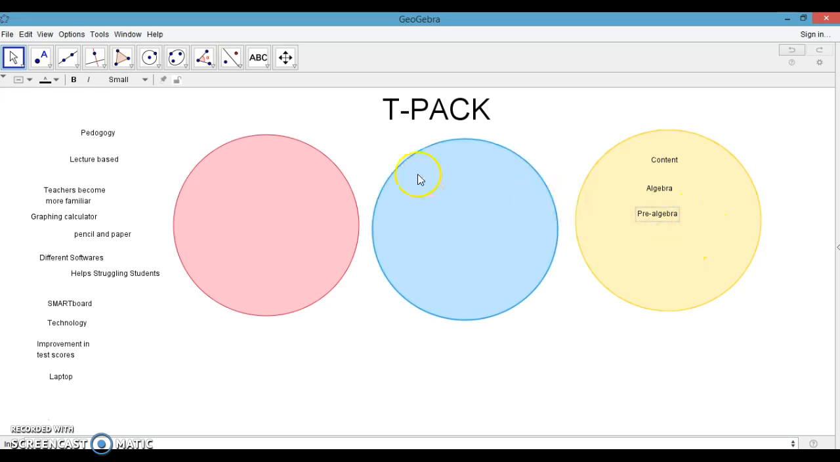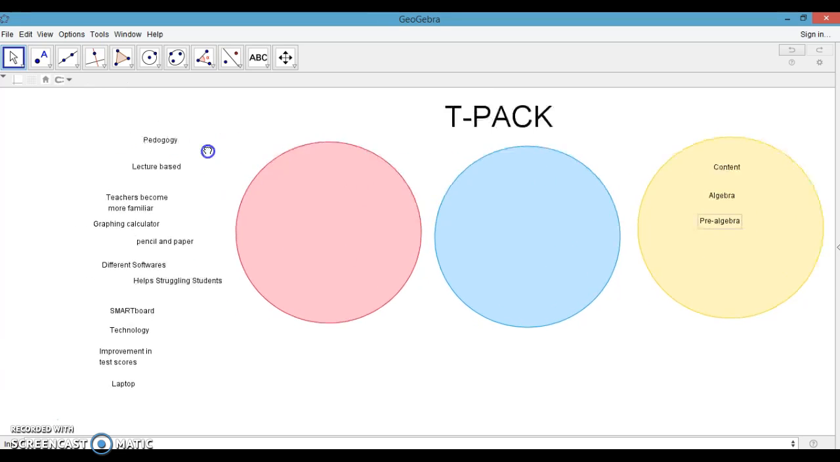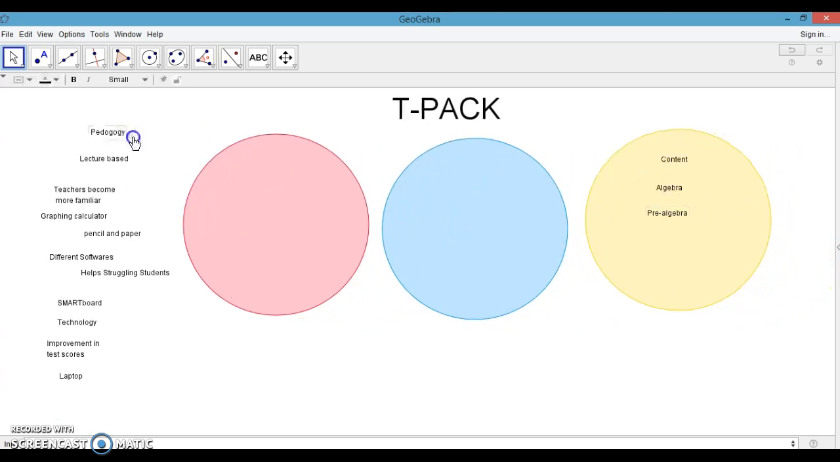Okay, so next I'm going to go to pedagogy, or pedagogy, however you prefer to pronounce it. Pedagogy is how a teacher chooses to teach, I guess. So that could be lecture based, where the teacher has slides or just talks the whole time and you take notes. Pencil and paper, in math this would be like, here are these problems, work it out. So working out using pencil and paper.